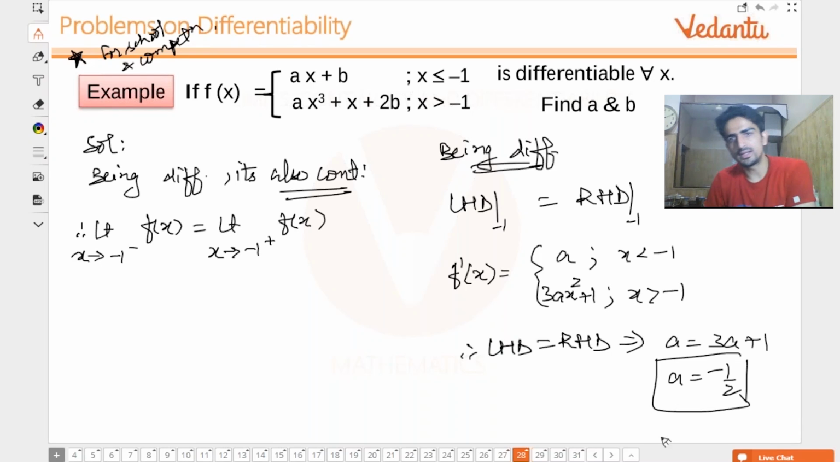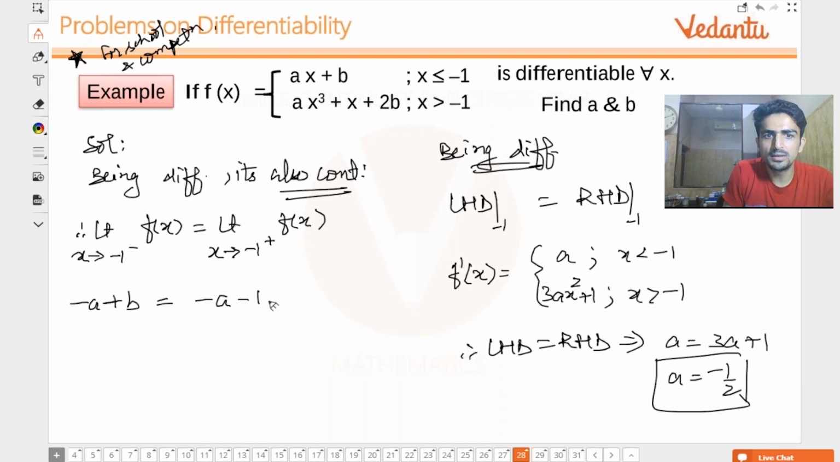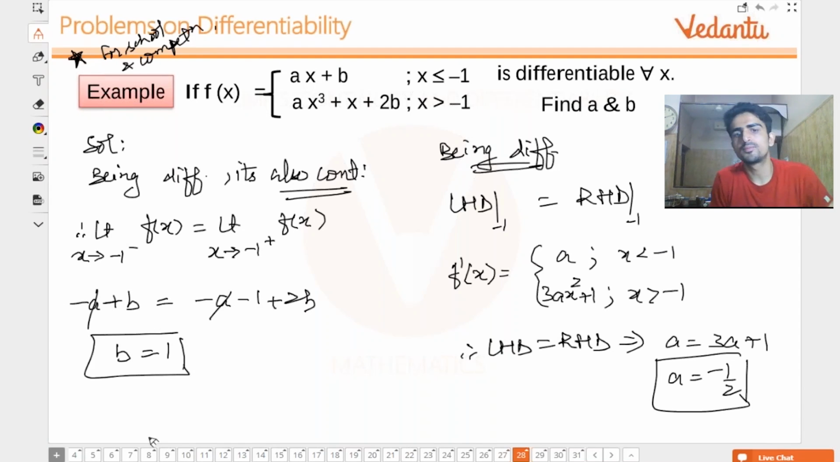This is the point which is important. So in such kind of questions, along with differentiability, use continuity also. From there you will get one equation. So the left hand limit at minus 1 is minus a plus b, and the right hand limit at minus 1 is minus a minus b, 1 plus 2b. Cancels out, so b equal to 1. Hence you have your answer. So in differentiable questions of this type, you use continuity also to get one equation, and another equation you get from differentiability, and then they combined give you the answer.